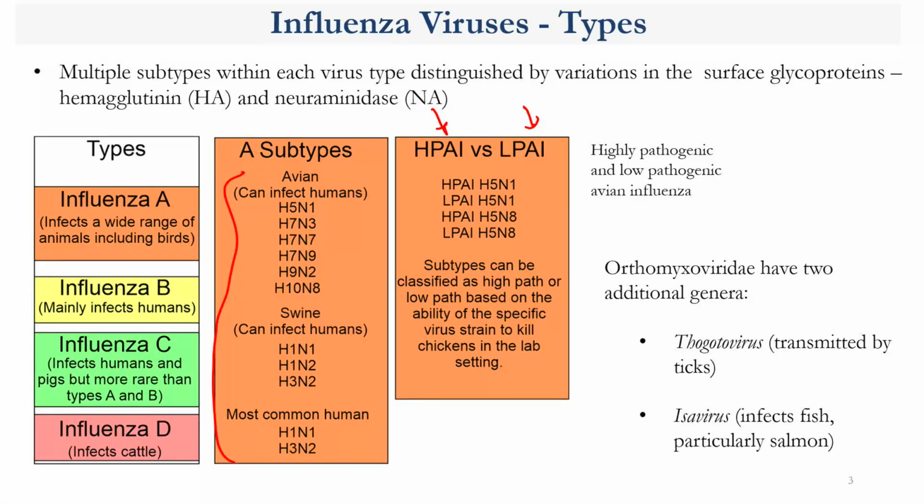Now, these Orthomyxoviridae have two additional genera. One is Thogotovirus, which is transmitted by ticks, and Isavirus, which infects fish, mainly salmon, okay? So as you can imagine, these viruses do have a strong economic impact, especially when it comes to livestock, or even making us sick, okay?